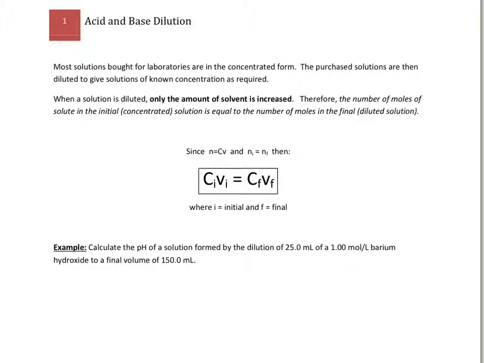When a solution is diluted, only the amount of solvent is increased. Therefore, the number of moles of solute in the initial solution is equal to the number of moles in the final solution. For instance, if I decided to make myself a glass of Kool-Aid and found that it was still sugary, I could dilute it down by adding more water. However, the amount of Kool-Aid in the initial solution, or the concentrated solution, is the same as the amount of Kool-Aid in the diluted, or final solution.